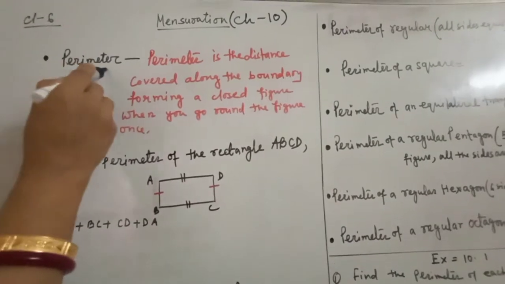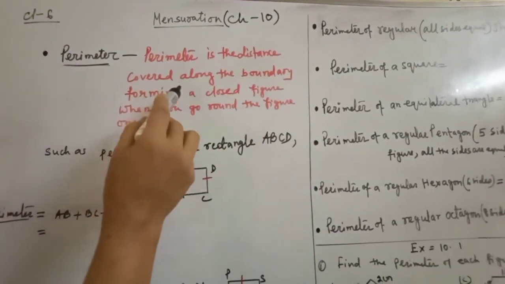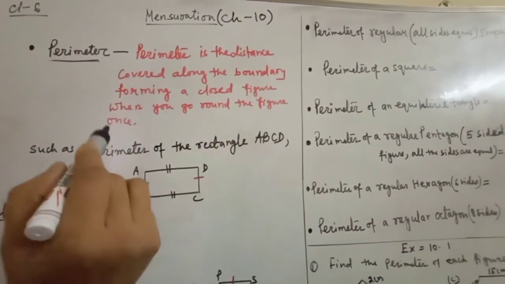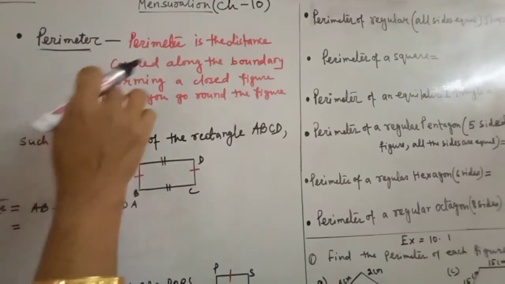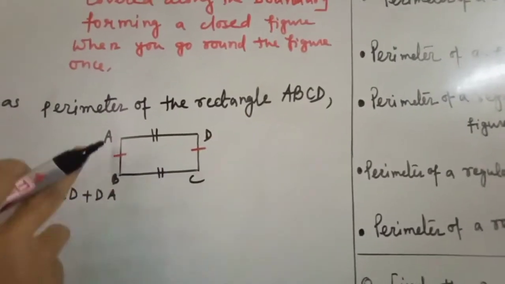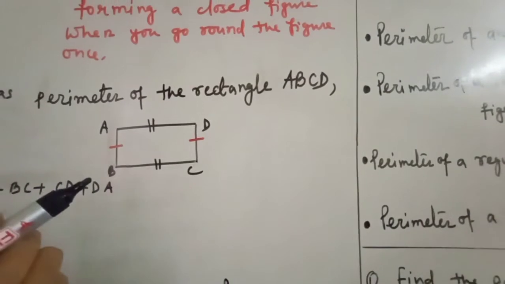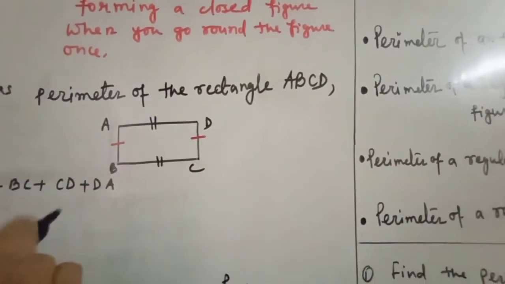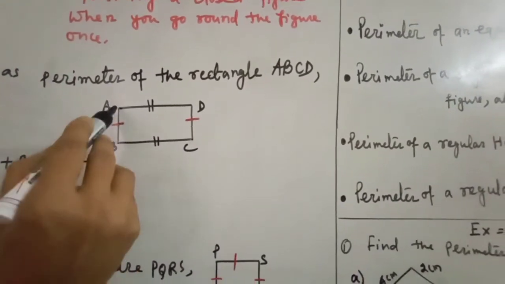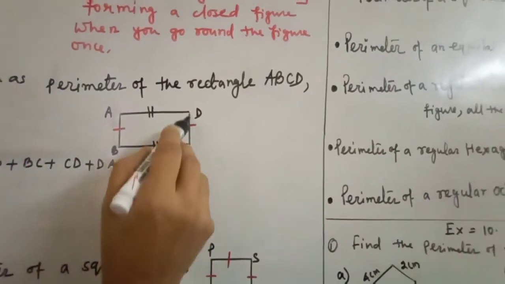Perimeter is the distance covered along the boundary forming a closed figure when you go round the figure once. Example, perimeter of a rectangle. Say ABCD is a rectangle. You have to find the perimeter of the rectangle. That means you have to go along the boundary A to B, B to C, C to D, D to A. Then this is the perimeter.